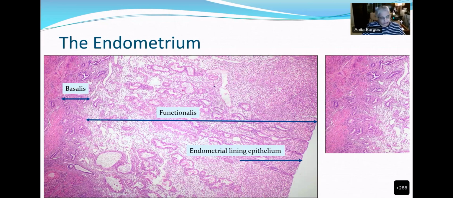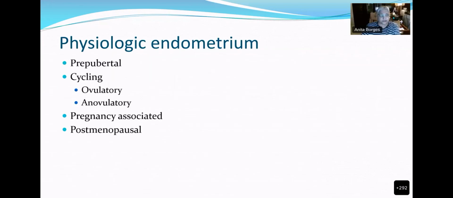And when you see only basalis, and we will see this as we go along, you see basalis, and close to the basalis you see the endometrial lining epithelium, then you are looking at a post-menopausal atrophic endometrium. There is no space, there is no functionalis, between the basalis and the lining epithelium. So I think that message we have to get across. So now let's come to endometrial physiology.